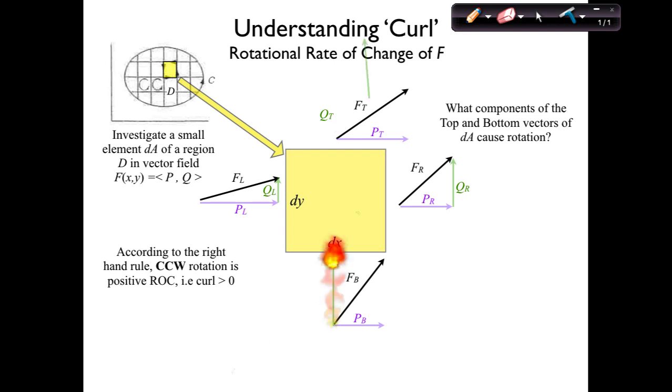Okay? When it comes to the top and bottom vectors, if we're interested in rotation, we care about what? The horizontal components, p. And so really what we're interested in, the rotation is going to be caused by the change in p, right? So the change in p over a change in y. So down here, as we change y, what happens to p? Does it get more positive or more negative as we change y this way?